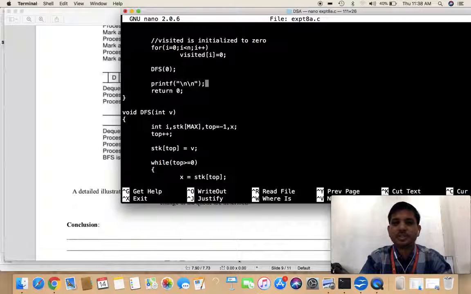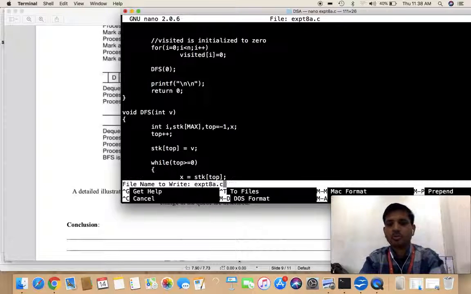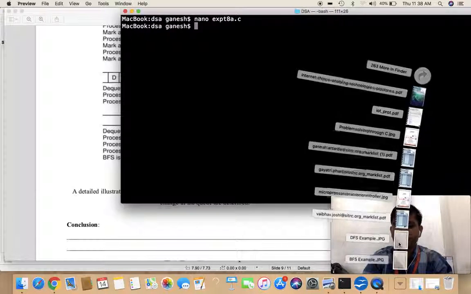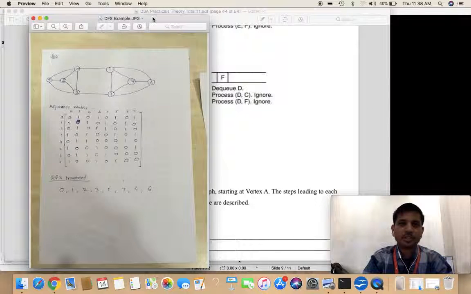and your DFS traversal is over, and it is printed. Your DFS traversal is printed. Then next one is printf, that is I am printing the new line and return 0. So let's first check this program. Control X Y. Now there is one example, BFS traversal. Okay, look at this example carefully.